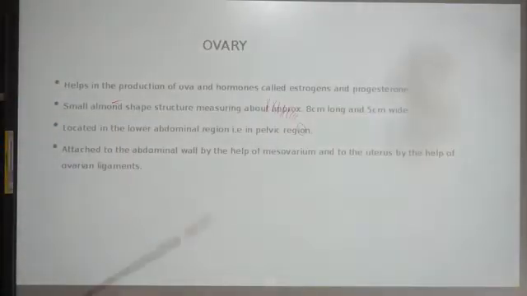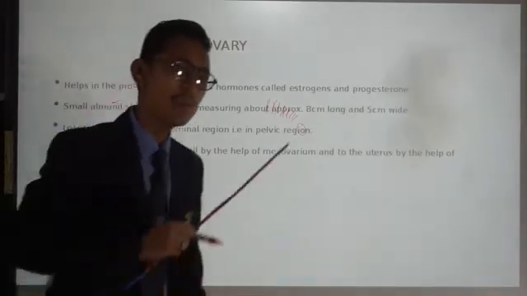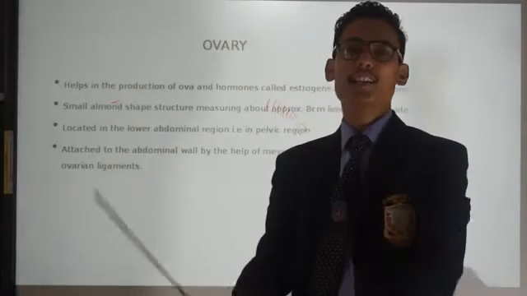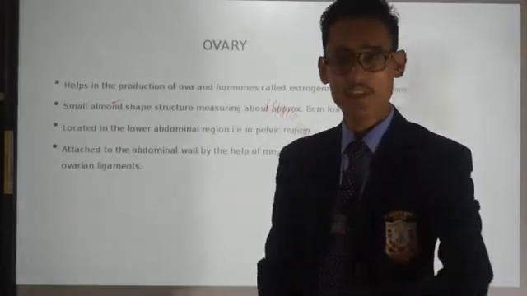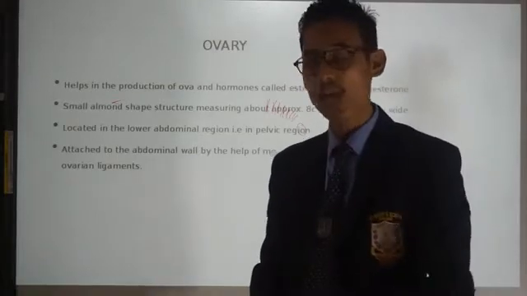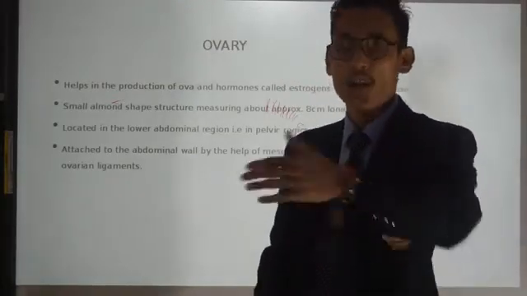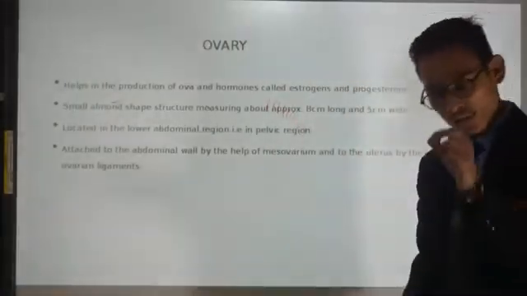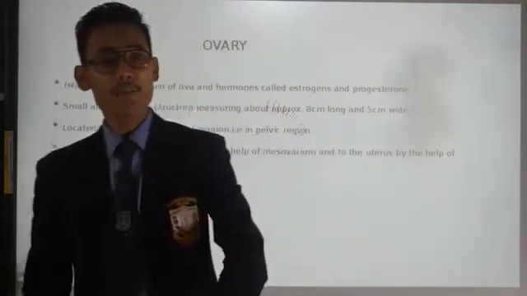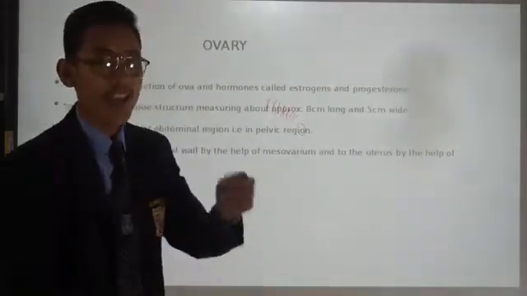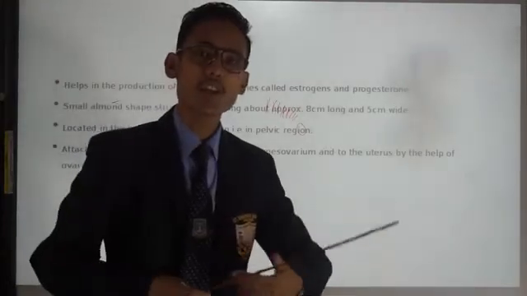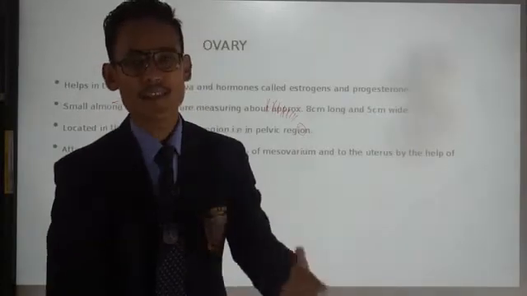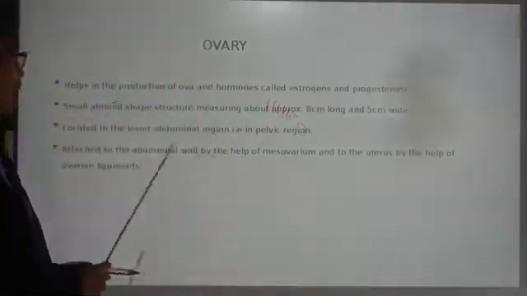So you can see over here that the ovary will help in the production of the female gamete called ova or ovum. In fact, we will call it secondary oocytes, which we will talk about in detail when we study the menstrual cycle and gametogenesis. So the first function of the ovary is the production of ova. The second function is to produce the female sex hormones, estrogen and progesterone. Clear? Okay, next one.